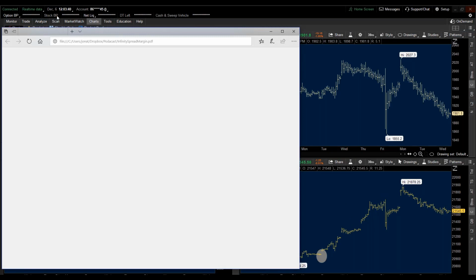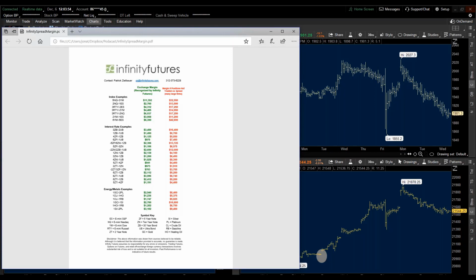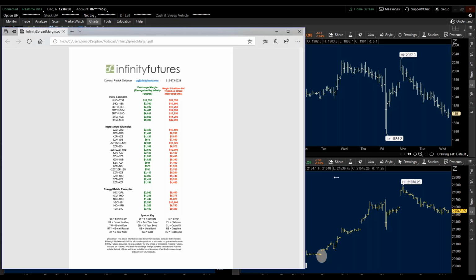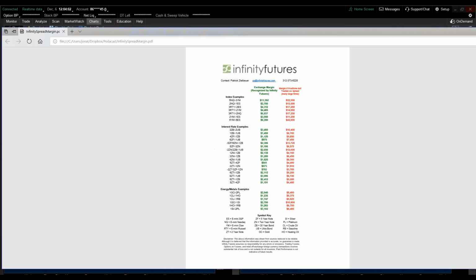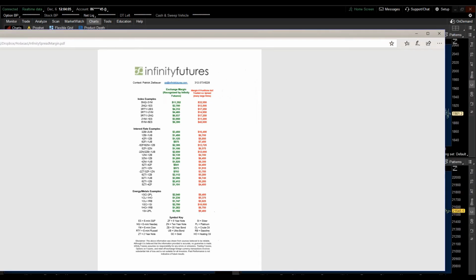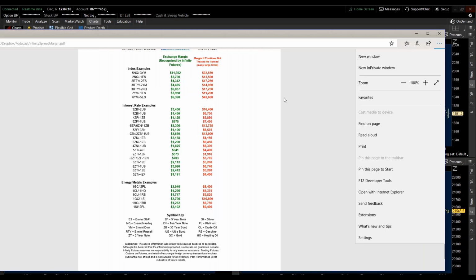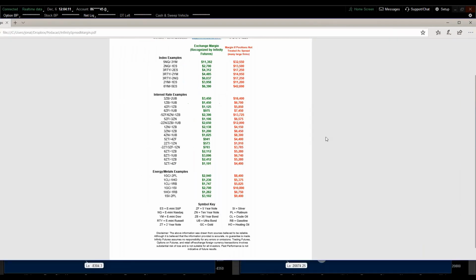So I'm going to start here, and it's starting on Infinity, but I'm going to talk about the spread margin, because this will give us a natural path into looking at the charts. So Infinity Futures, and Patrick may have an updated one. This is from a couple of weeks ago, but it's pretty darn close.